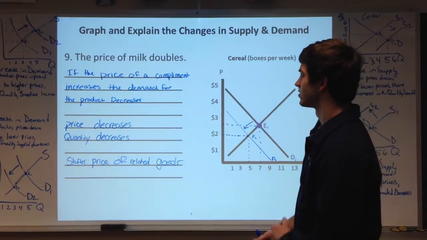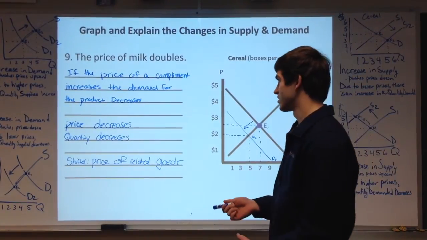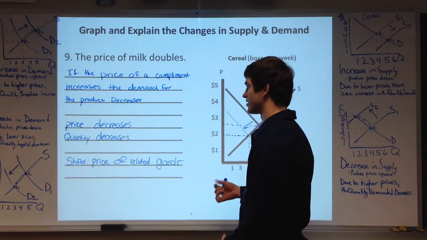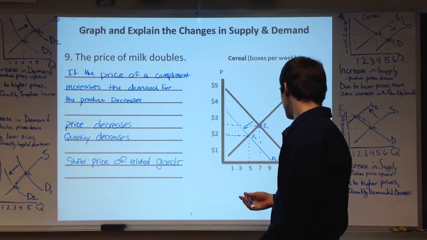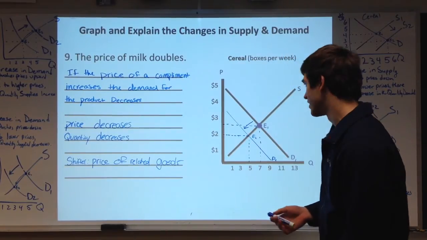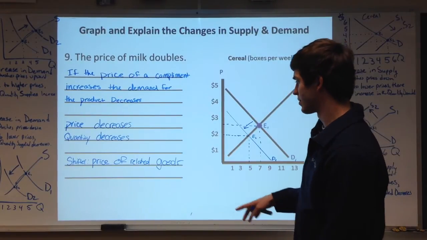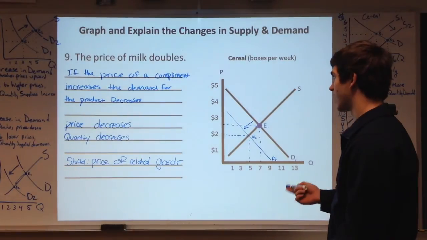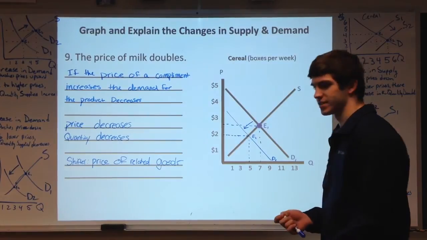In demand of cereal, so we're going to say the price of milk doubles. Milk is a complement to cereal because it goes nicely with it. So if the price of a complement increases, the demand for the product, in this case cereal, is going to decrease. As a result of the demand decreasing for cereal, the quantity supplied is also going to decrease. So the shifter is going to be price of related goods, since milk's related to cereal. It's a complement. And then price and quantity are both going to decrease.